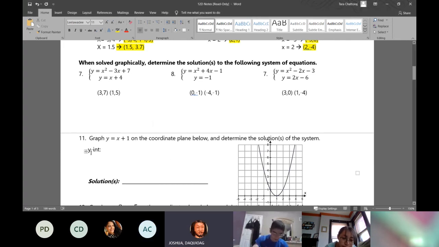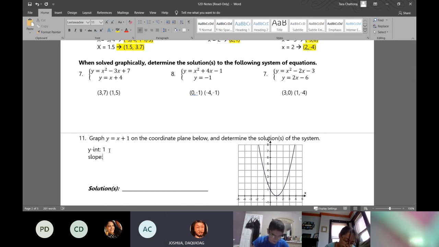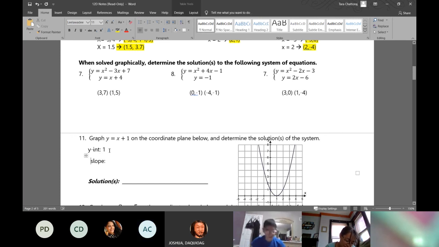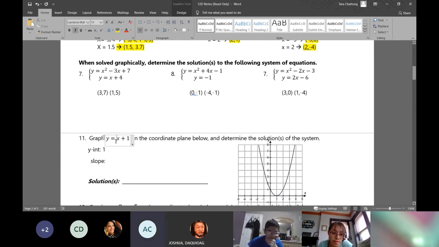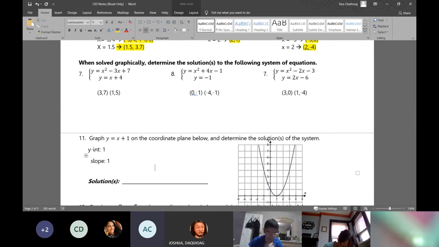All right. So for 11, what's our y-intercept? 0. So y-intercept is 1, right? And our slope is... We can do this, y'all. What's our slope? Remember it's y equals mx plus b. So our slope is... What's the invisible number right here? 1. There we go. So our slope is 1, right?